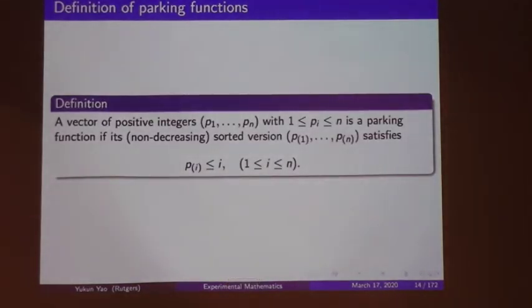So here is a formal definition of parking functions. A vector of positive integers p_1 to p_n, with each p_i from 1 to n, is a parking function if its non-decreasing sorted version satisfies that the i-th element is no more than i, because not all cars can park if and only if too many cars prefer a large numbered parking space. So this criterion can guarantee all cars can park.